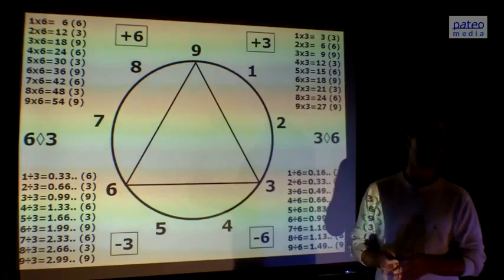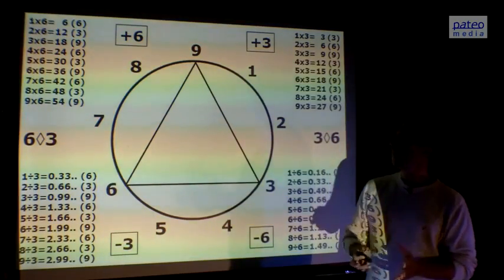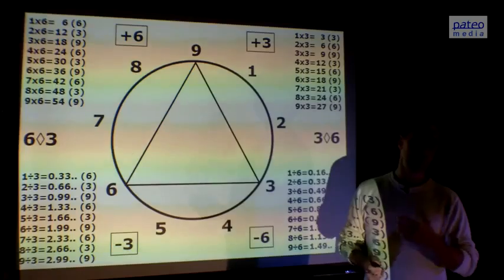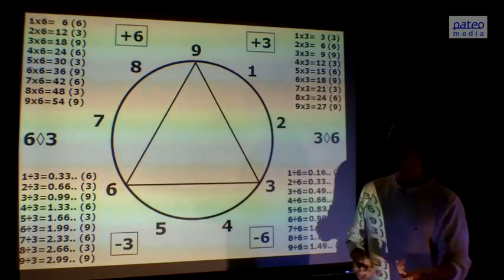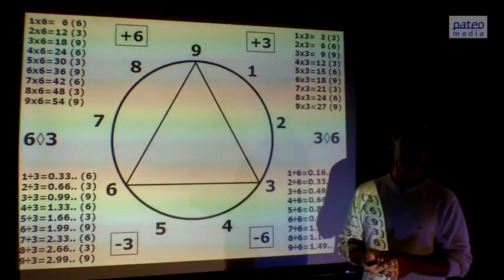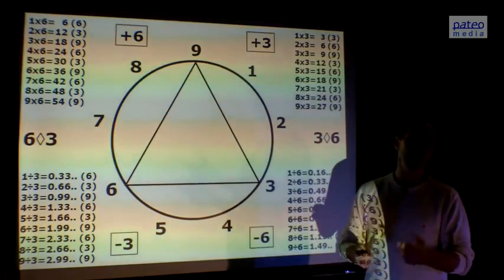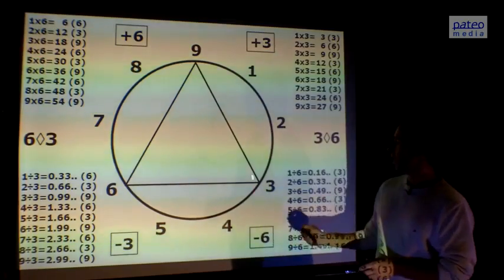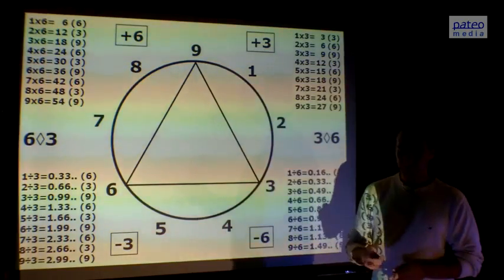So this is a special group, 3, 6, and 9. 9 is the most special because it doesn't really matter what we do. We can multiply with 9, or divide by 9, or add 9, or subtract 9. The outcome is always 9. So 9, you could say, is the queen of all ciphers. That's why 6, 3, and 9 form a special group.